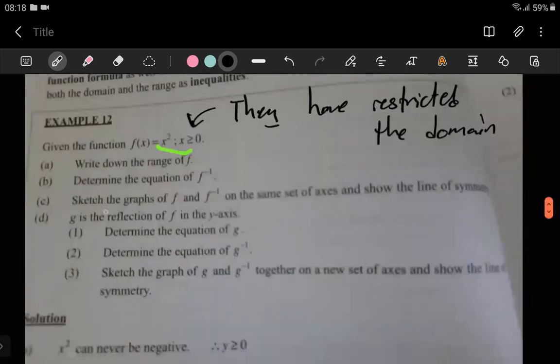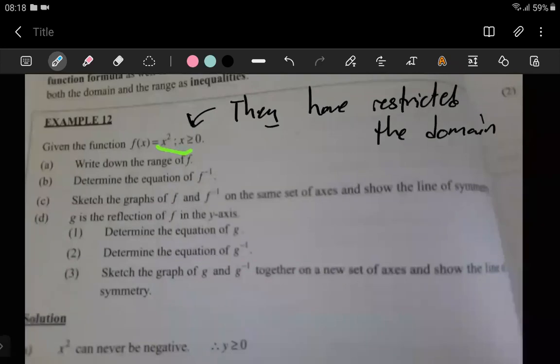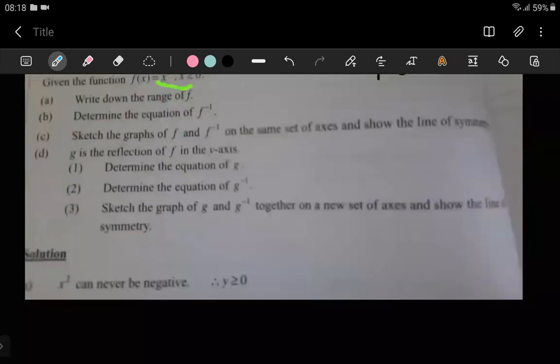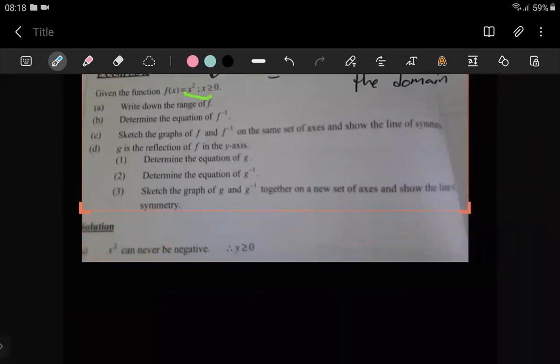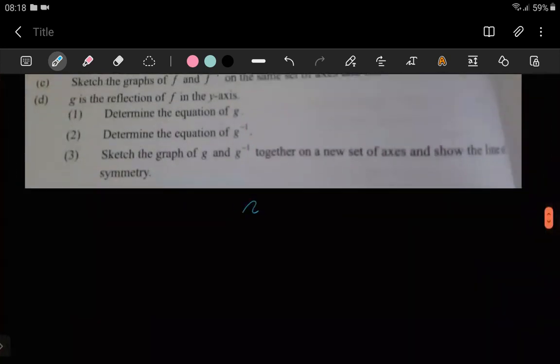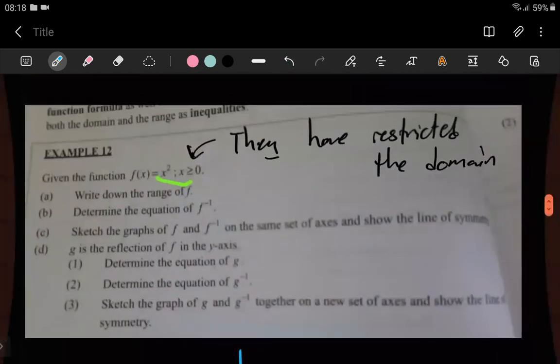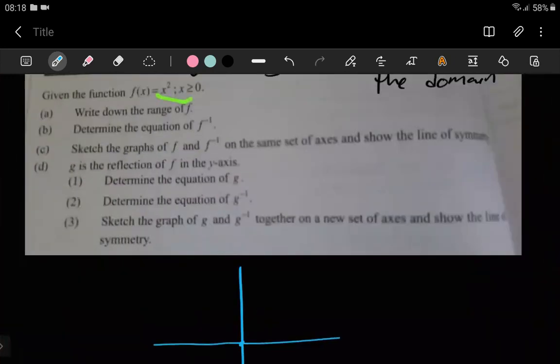Remember, even though down here is where they're asking us to sketch the graph, you don't need to wait that long to already visualize this image, to make it easier for yourself. Because we already know this is a parabola, and it's a smiling parabola, as basic as it gets. So we have an image that's starting from here.